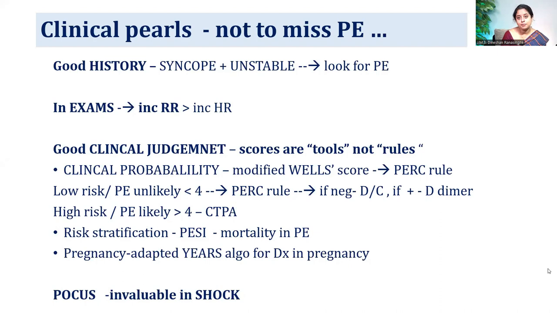And there is PESI, another risk stratification tool, which is called the pulmonary embolism severity index, which determines the mortality in pulmonary embolism, and then helps decide what sort of treatment modality we should give. In pregnancy, there's a pregnancy-adapted YEARS algorithm, which is more specific compared to the Wells score.